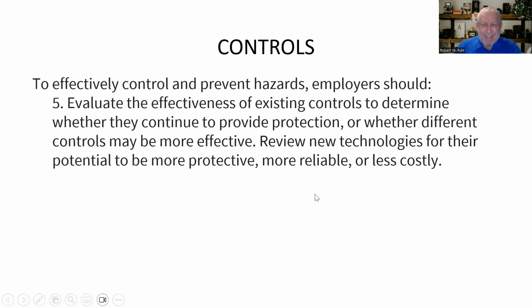Evaluate the effectiveness of existing controls to determine whether they continue to provide protection or whether different controls may be more effective. Review new technologies for their potential to be more protective, more reliable, or less costly. So this is an ongoing program. You're not going to just do this one time and be done with it. You're going to be doing it even for existing processes because things change. You might find more out about it. Maybe somebody got hurt on it, something you didn't foresee. Believe me, that happens, unfortunately.